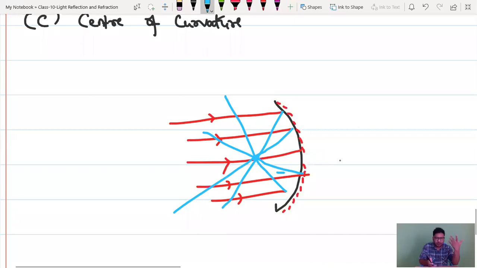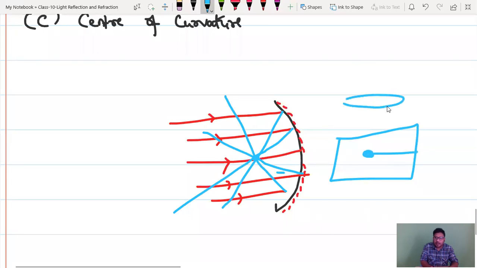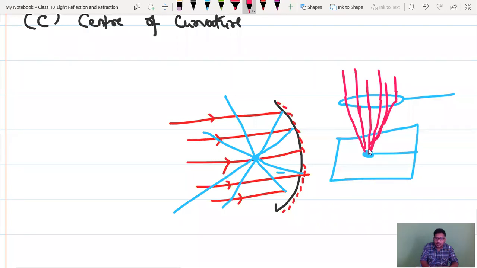In your fourth class, fifth class, you might have played this one. Take one paper, place one matchstick on it. Take a magnifying glass. If you take a magnifying glass, you can see total sun rays will fall on the magnifying glass. After falling, total sun rays will be converged at one point.